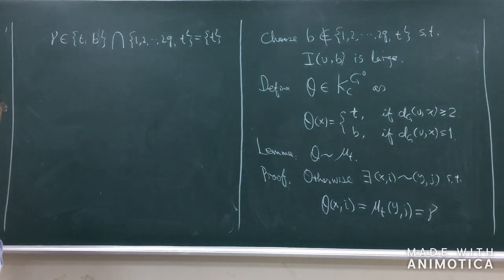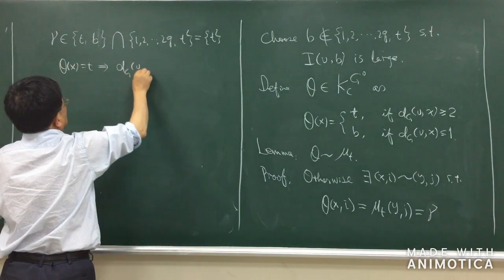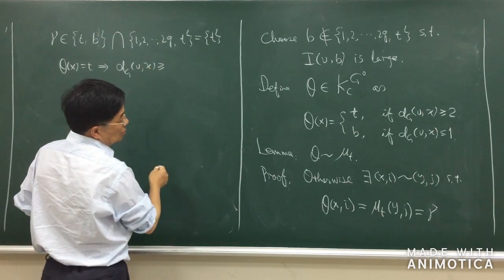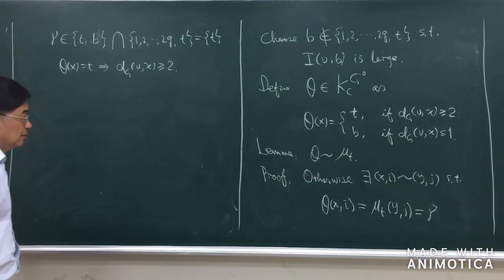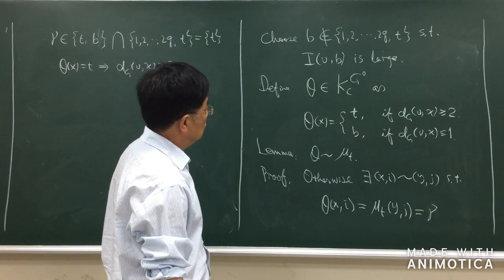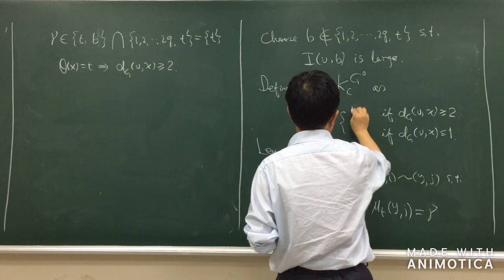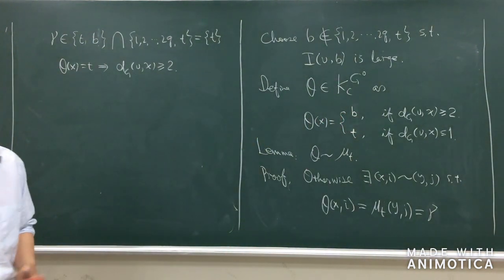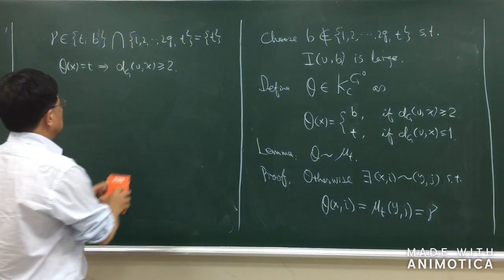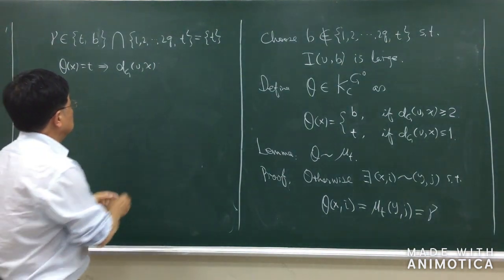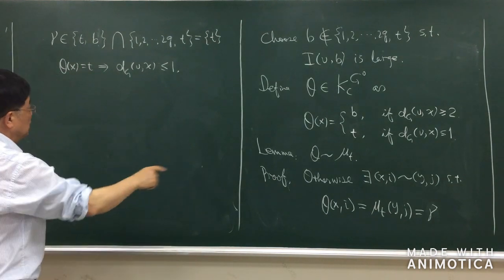Okay, now, so theta x equals t. This means that the distance between v and x is at least 2. I think I made a mistake here. So this is b and this is t. Okay. So if it's bigger than 2, I should map to b. If it's less than 2, then I have to map to t. So then this means that it's t. That means that the distance is less or equal to 1. And why do you map this to t? By definition.